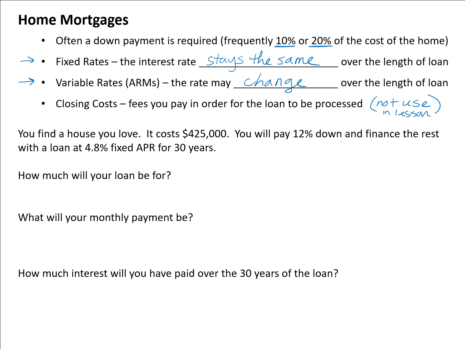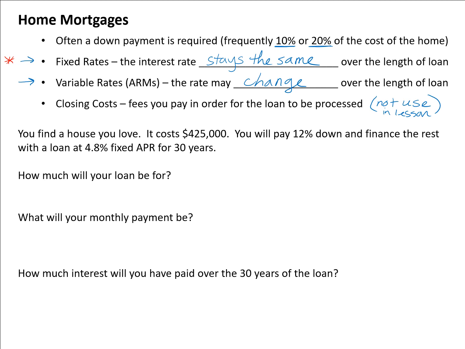Likewise, we're mainly going to concentrate on fixed rates because fixed rates are a little bit easier. We're going to stay with one particular rate throughout the course of the loan, except for in one example. So fixed rates, but we are going to look at down payments. So let's start with an example.